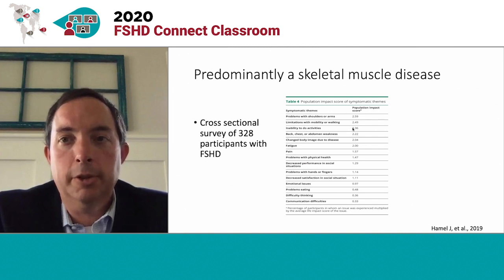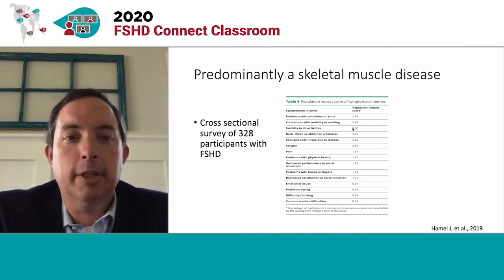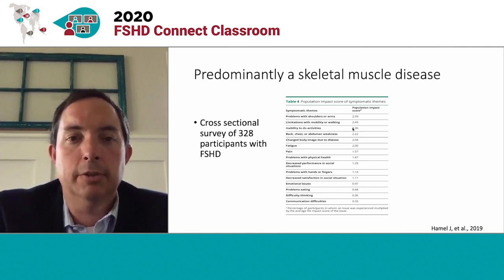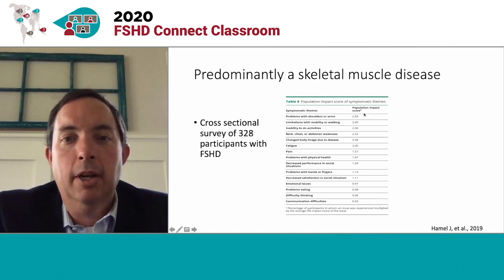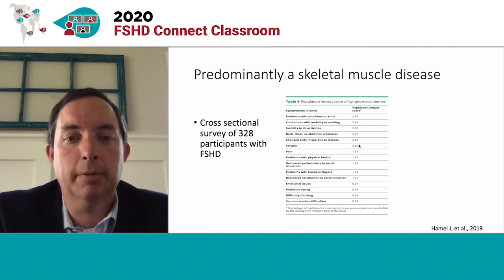So this is work that was done at the University of Rochester, which is a cross-sectional survey of 328 participants with FSHD, looking at a series of different themes. What's the most impactful? What impacts you the most? So this is straight from people with FSHD. You can see, no surprise, problems with shoulders and arms is the most impactful thing, followed by limitations with mobility and walking. But if you keep going down, you can see that most of the initial ranking of symptoms has to do with the muscle weakness that comes with FSHD.